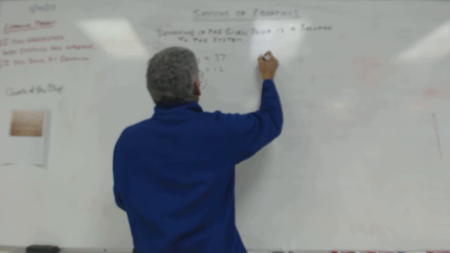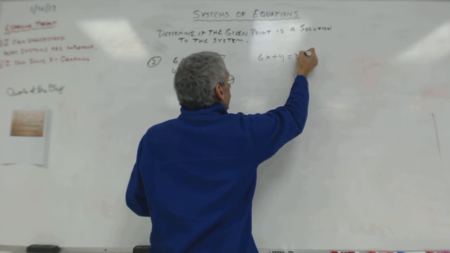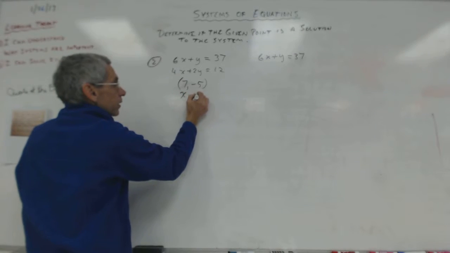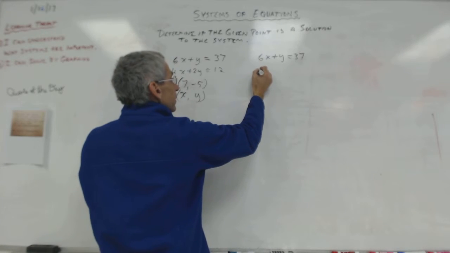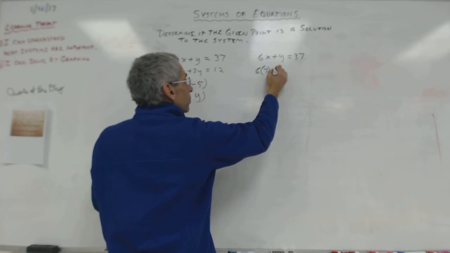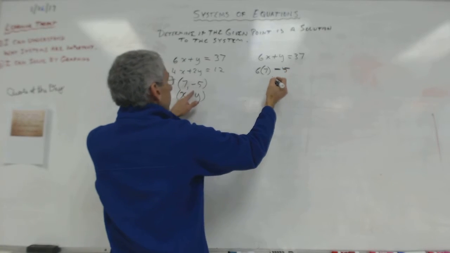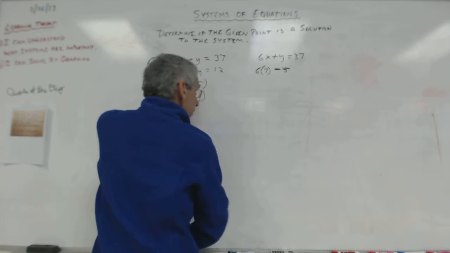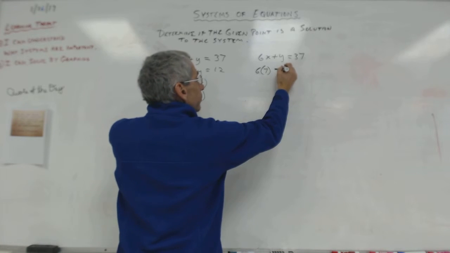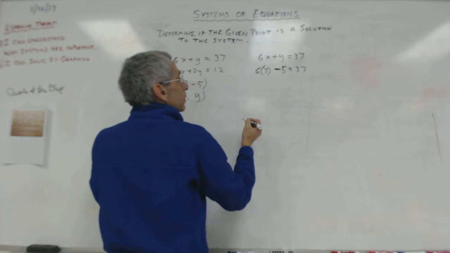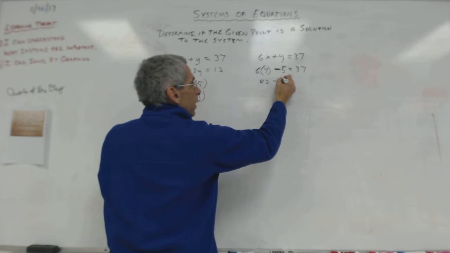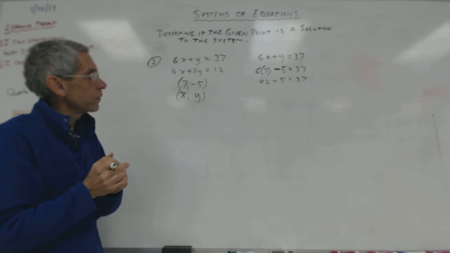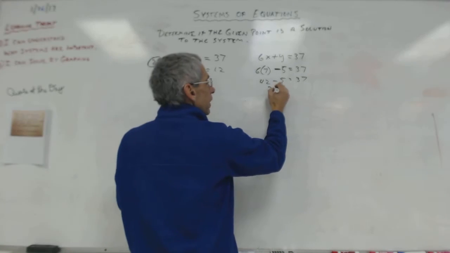So I'm going to write my first equation. 6x plus y is equal to 37. So the 7 is my x, and the negative 5 is my y. So 6 times 7 minus 5 is equal to 37. Well, 6 times 7 is 42, right? 42 minus 5 is equal to 37. 42 minus 5, so 2 away from that, and then 3 more, 37. 37 equals 37.